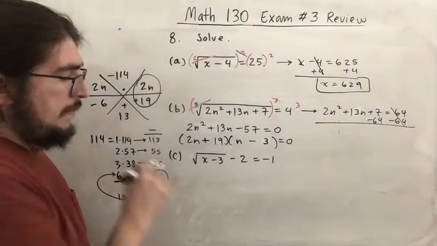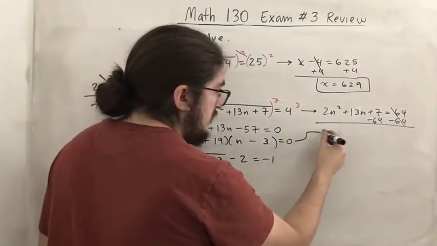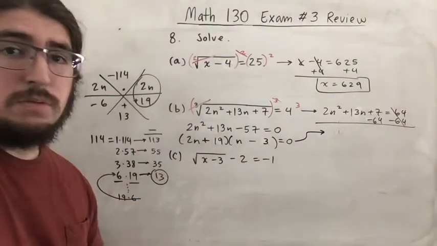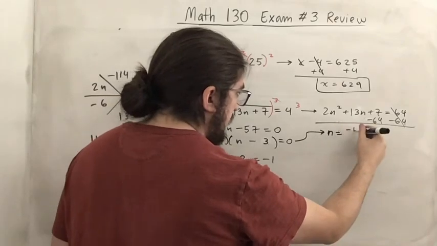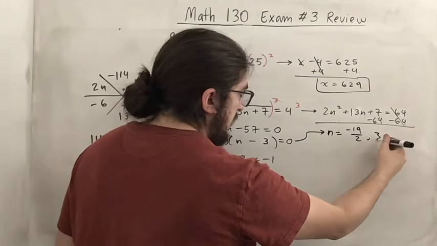Okay. So, but anyways, now that we have this times that equals 0, then by the zero product property, we just set each of the factors equal to 0. So either that's 0, in which case n is equal to negative 19 over 2, or this is 0, in which case n is equal to positive 3.